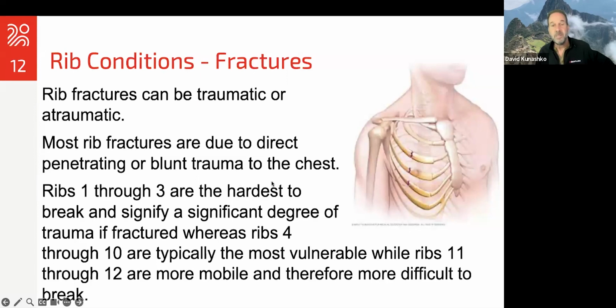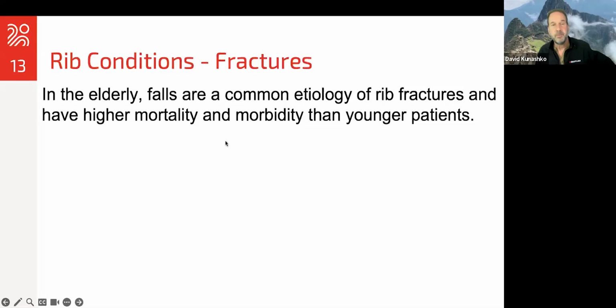Whereas ribs 4 through 10 are the most vulnerable for fractures, ribs 11 through 12 are fairly mobile and therefore tend not to break. So typically you'll see ribs 4 to 10. These are the ones that tend to be most fractured.